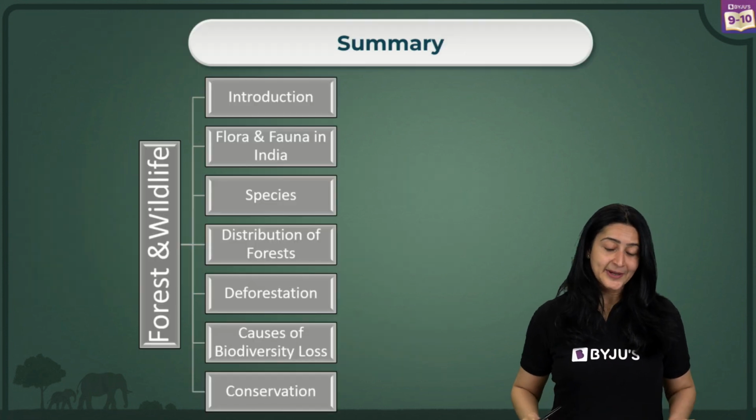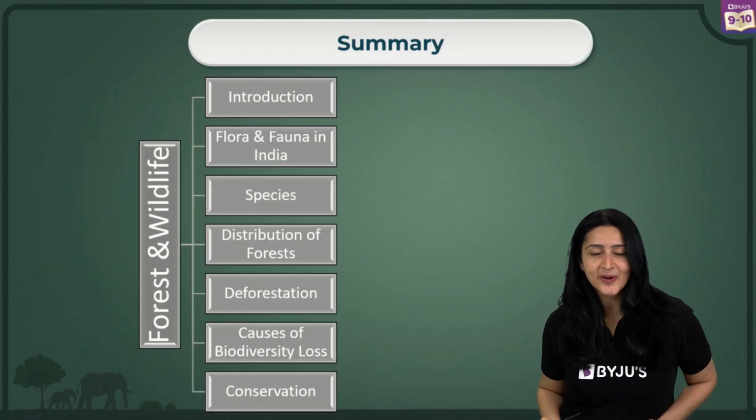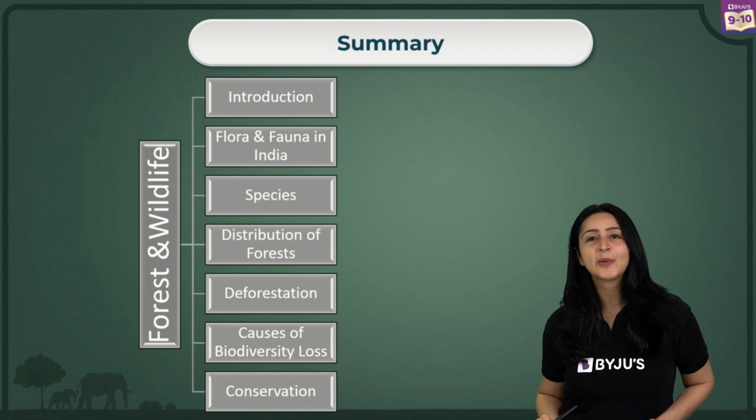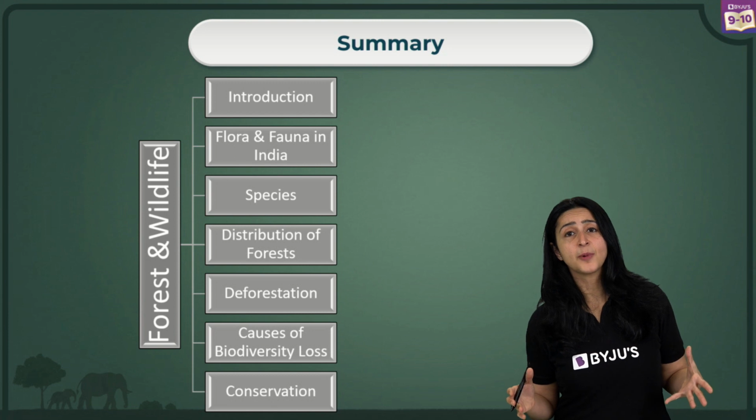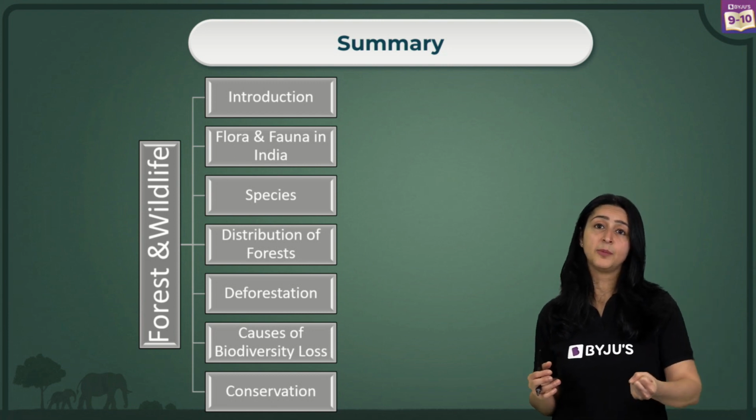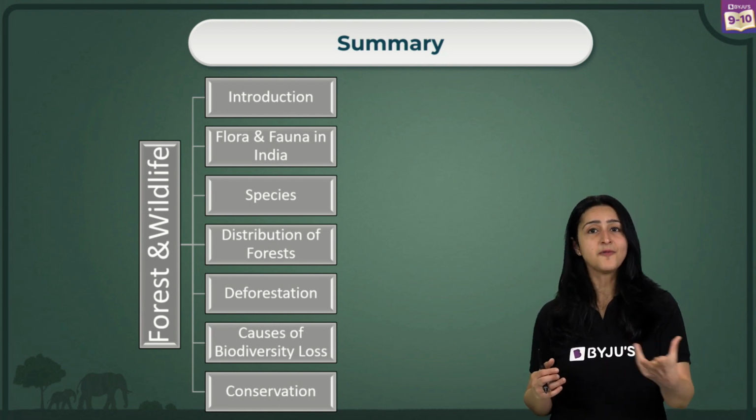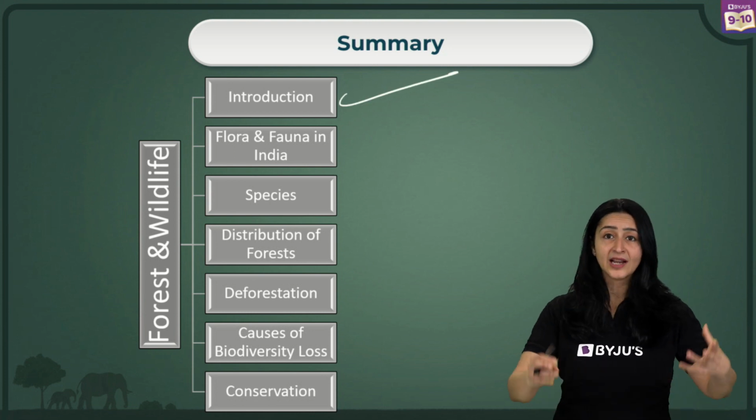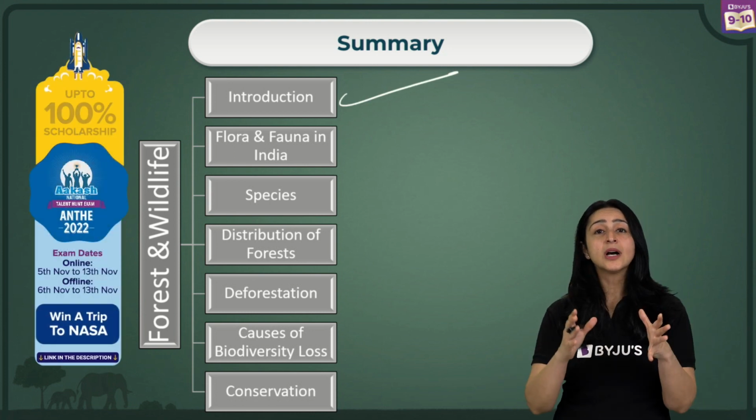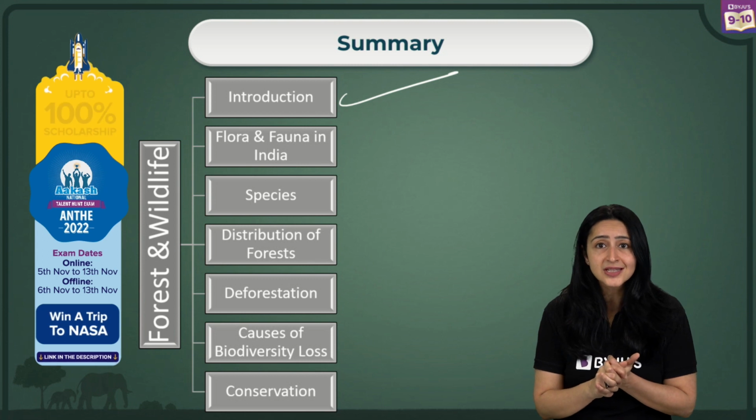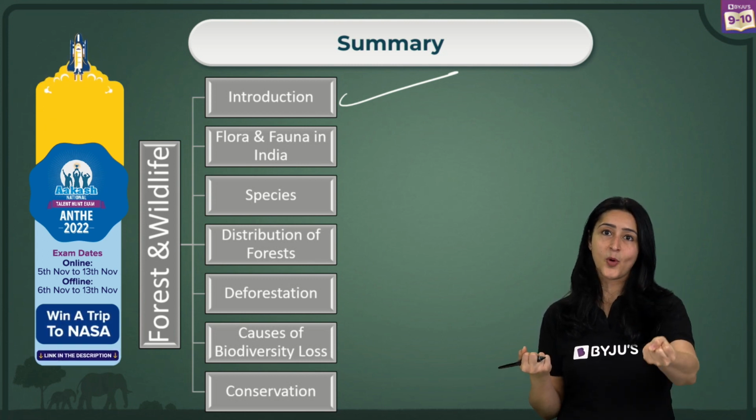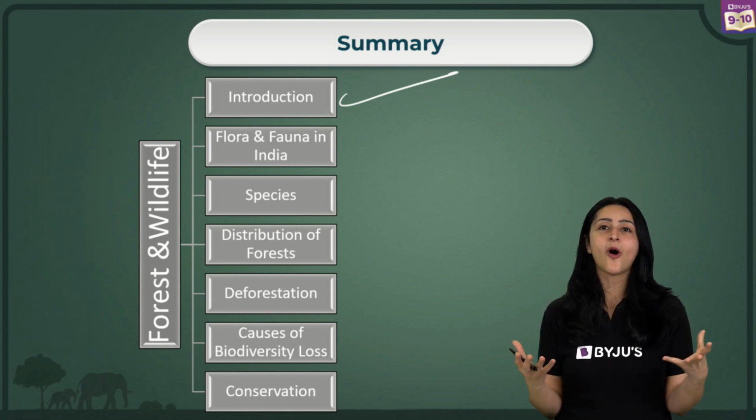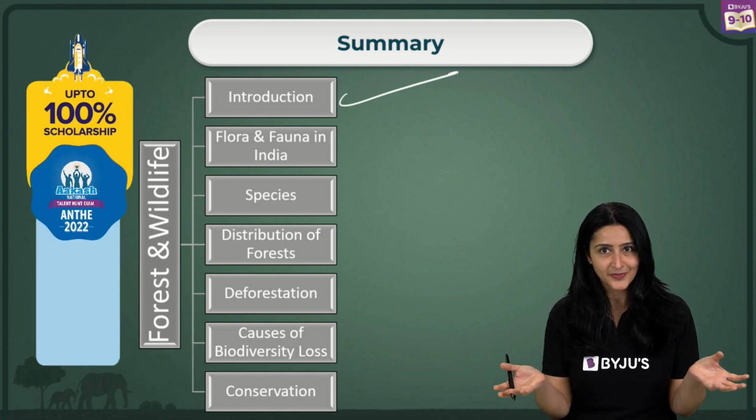Now, we have covered quite a lot. We are already at the end of the chapter, so let me quickly summarize what we have learned in this session. So what did we start off with? We started off by talking about the introduction of wildlife and forests. We understood what wildlife is, what forests are. We also learned the definitions of both, and we talked about their ecological importance. We spoke about the interdependence of different organisms on each other, right?